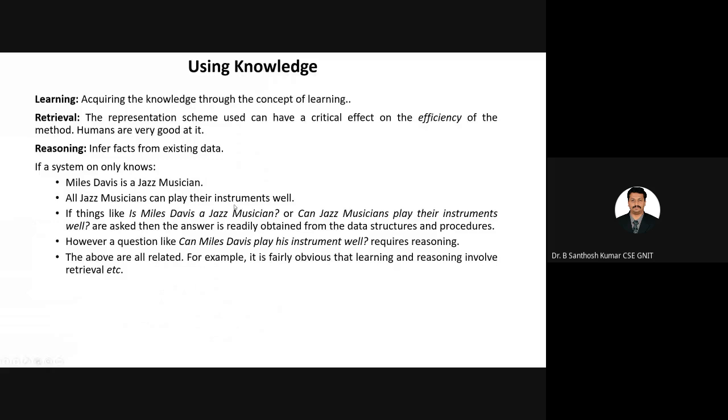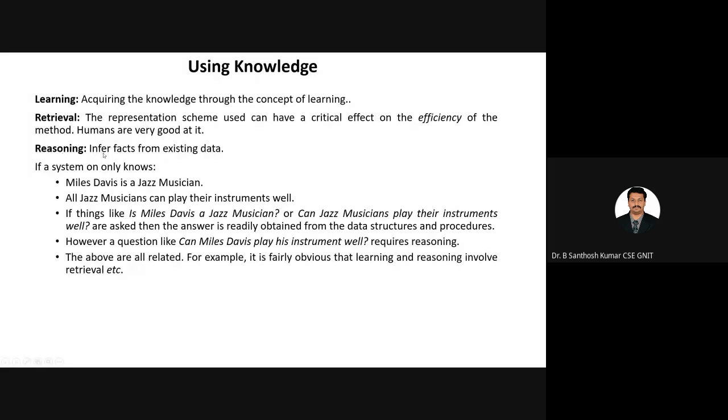Then the next one is using knowledge. Using knowledge means we are using the key terms called learning, retrieval, and reasoning. Learning means we are acquiring the knowledge through the concept of learning. Then retrieval: the representation scheme used can have a critical effect on the efficiency of the method. Humans are very good at it. So this is retrieval. It means we have some information, and that information only we are retrieving.